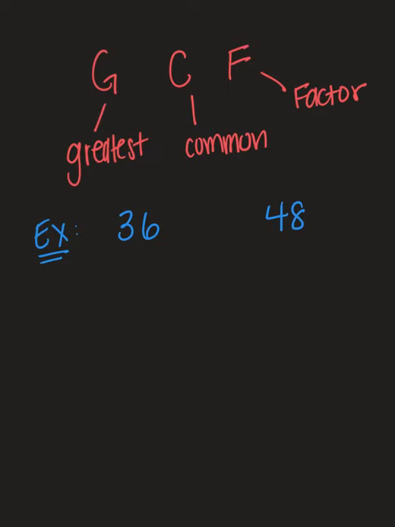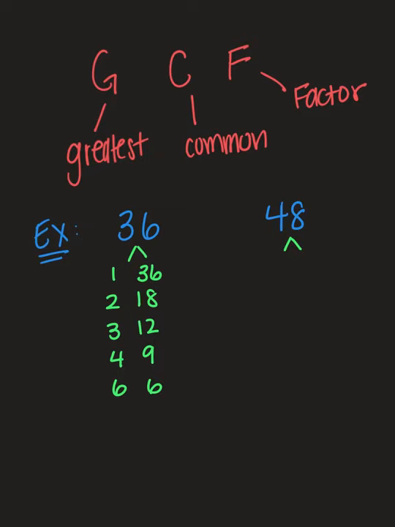In elementary school, your teacher may have given you the numbers 36 and 48 and told you to find the greatest common factor. One of the ways you can do that is to write down all of the factors of each of these numbers and figure out what the largest number is that they have in common. So we know 1 times 36 is 36, 2 times 18 is 36, 3 times 12 is 36, 4 times 9 is 36, and 6 times 6 is 36.